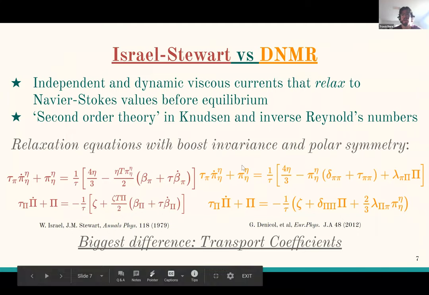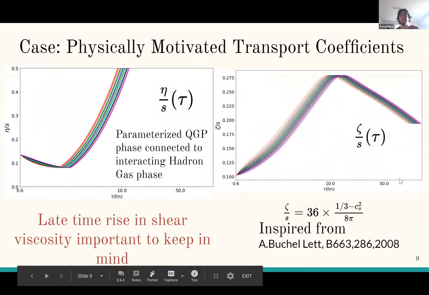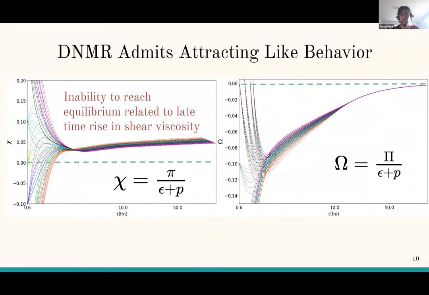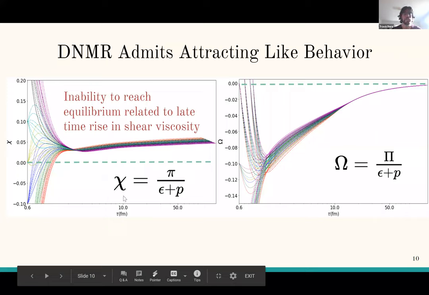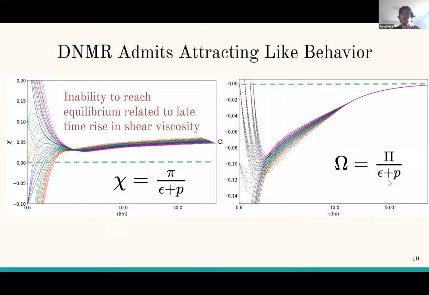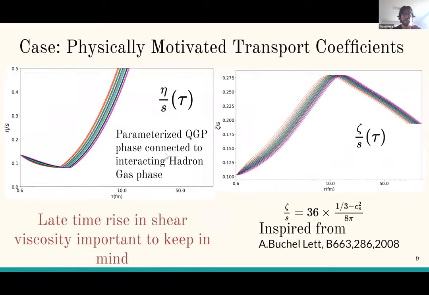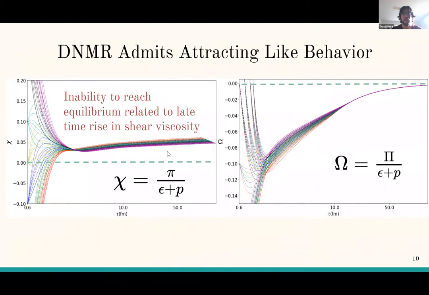That's what I mean by chi and omega, and it turns out that those are convenient for finding the attractor because these are unitless quantities. Chi and omega are something like your inverse Reynolds numbers: chi for your shear, and omega for your bulk. Okay, so you see that DNMR does admit some attractor-like behavior. The system, however, does not reach equilibrium at late times, and we interpret this late-time rise in shear viscosity as being the culprit.